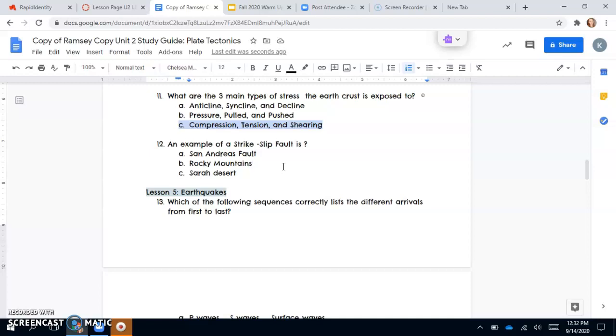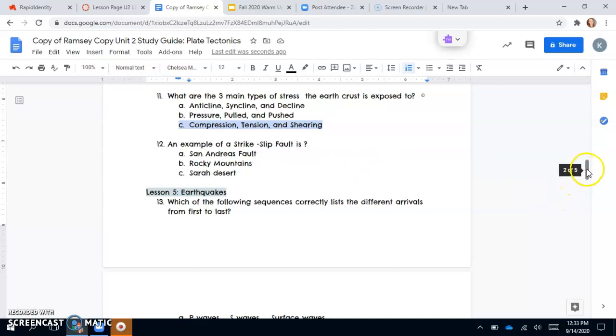So compression occurs at convergent boundaries. So that's pushing together. Tension is the pulling away at divergent boundaries. And then the shearing is the moving past, kind of almost like a tearing motion at transform boundaries.